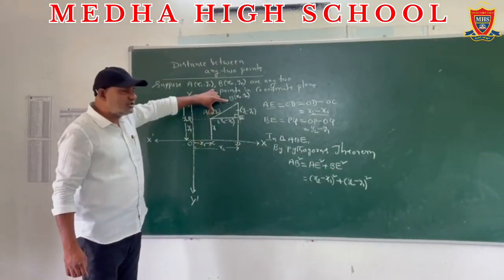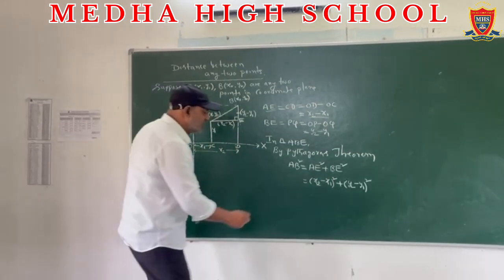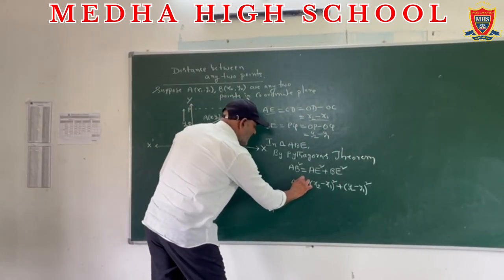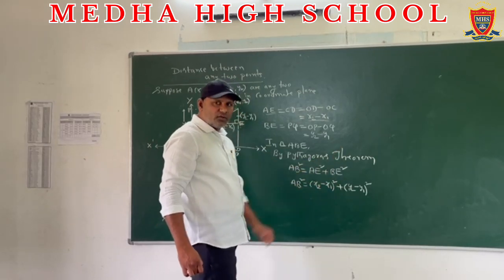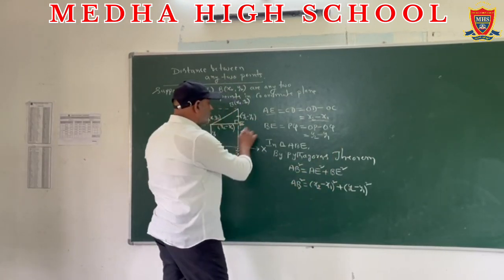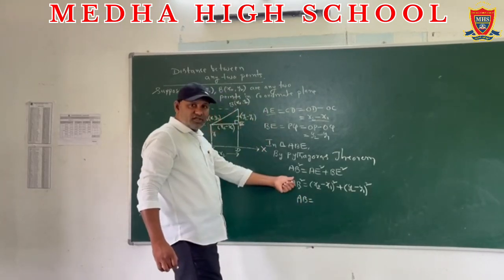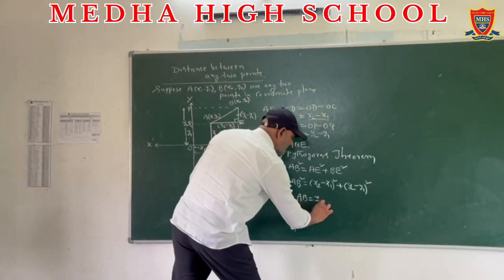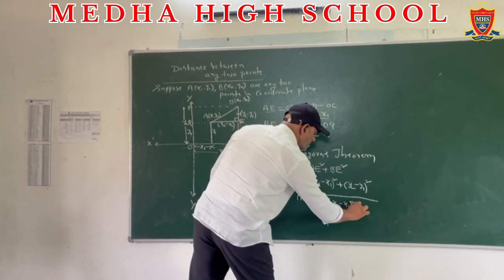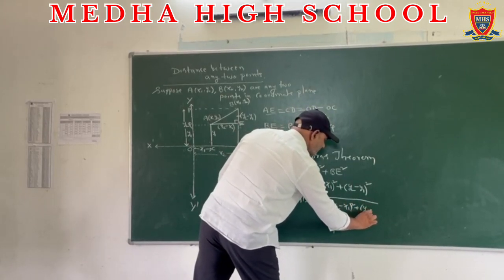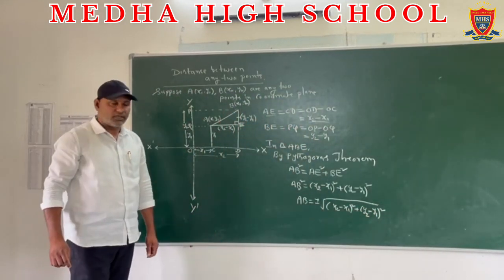I want the distance from A to B, that is AB. Here we are getting AB square. So AB square equals x2 minus x1 whole square plus y2 minus y1 whole square. Then the distance from A to B, AB equals, since it is squared, plus or minus under root of x2 minus x1 whole square plus y2 minus y1 whole square.